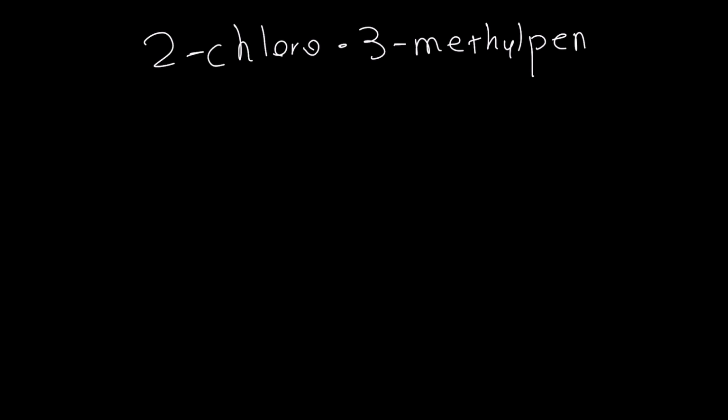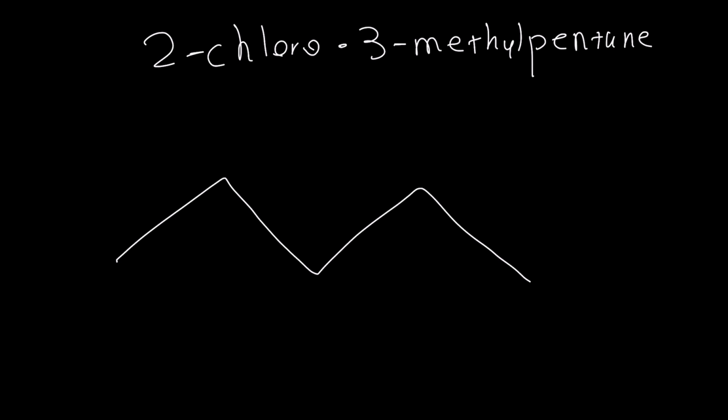If we have 2-chloro-3-methylpentane, how are we going to draw that? The way we would do it is we have pentane, which is 5 carbons, and then on carbon 2 we have a chloro. On carbon 3 we have a methyl. You can put a CH3 at the end, but you don't really need to. This would be your structure.